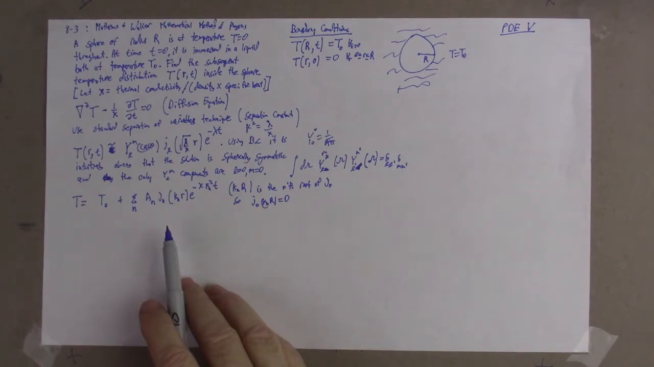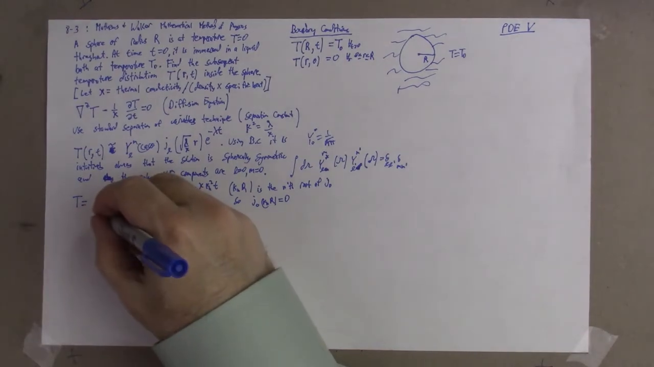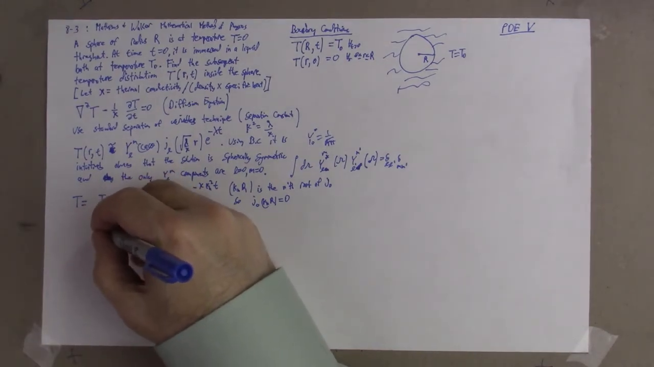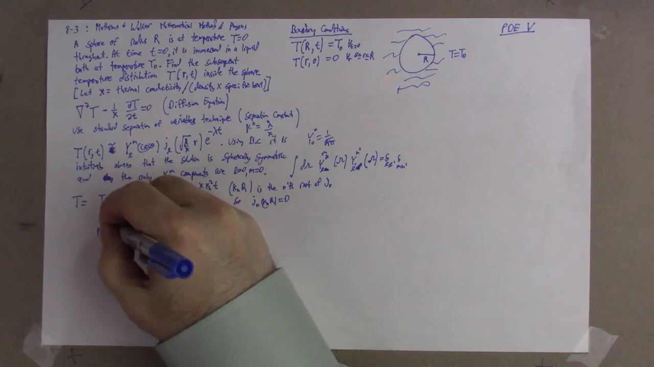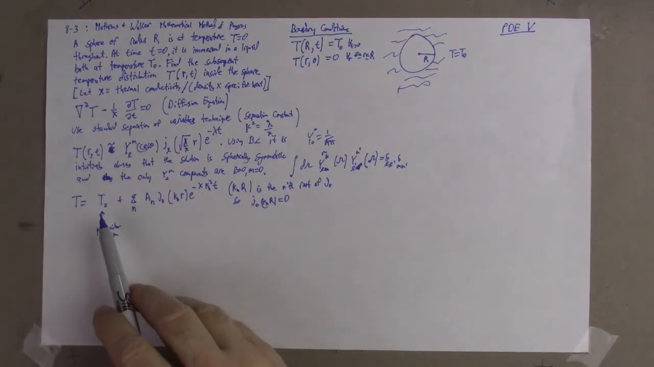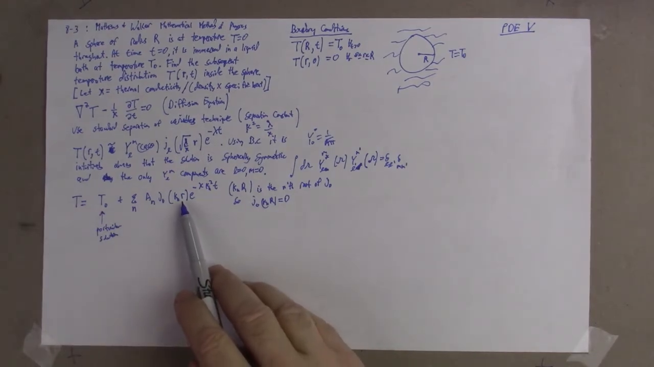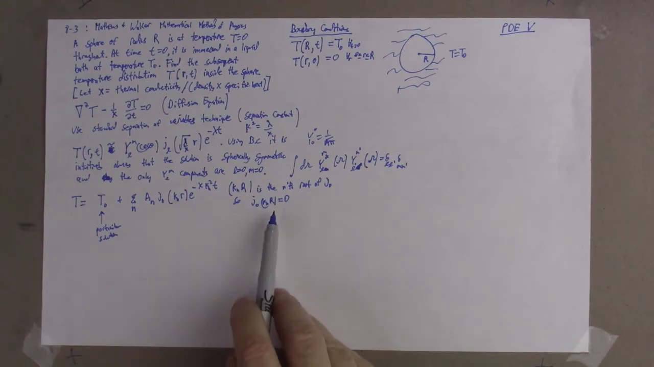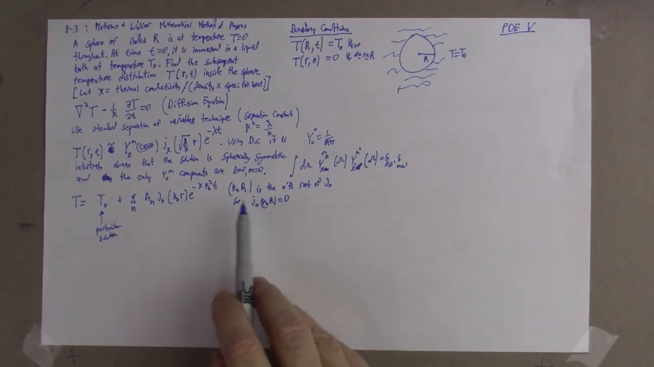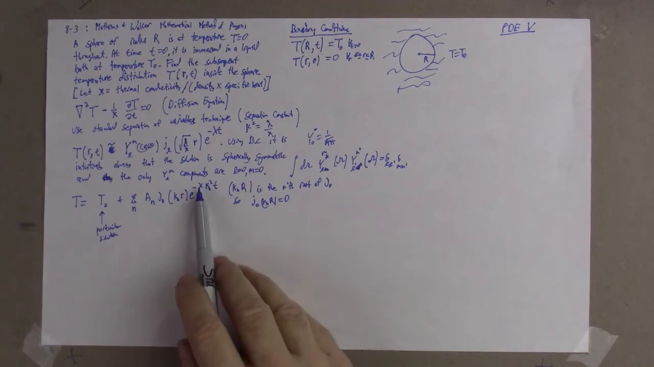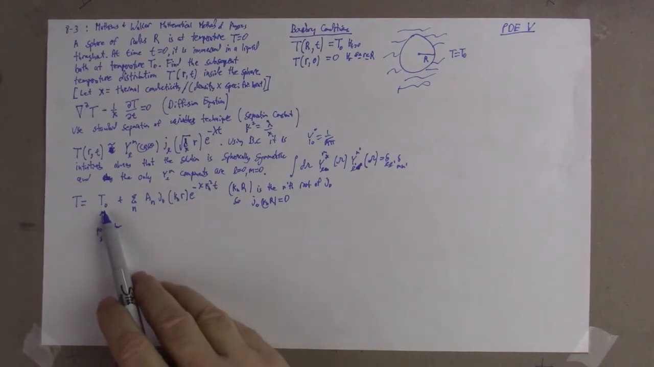First of all, this is the particular solution that takes care of the inhomogeneous boundary condition. So you can see if we put r equal R, we get k_n capital R. J0 of k_n capital R is 0. So this whole term is 0, and we just get T equal T0. And that's what we want.